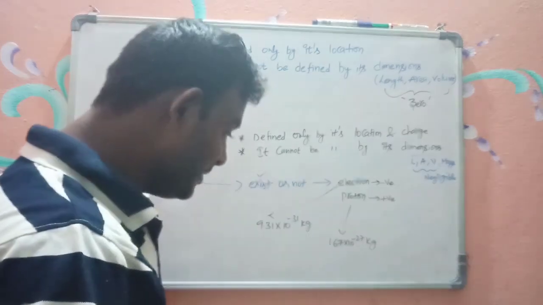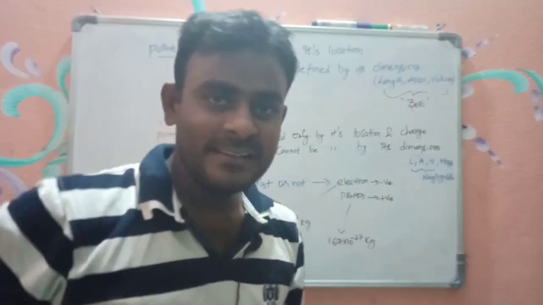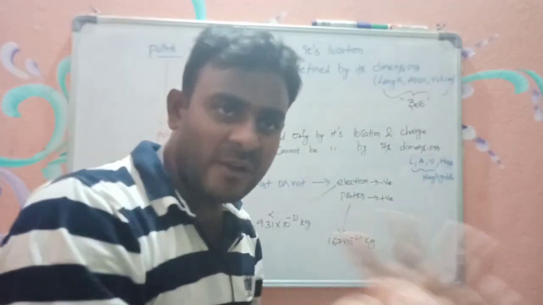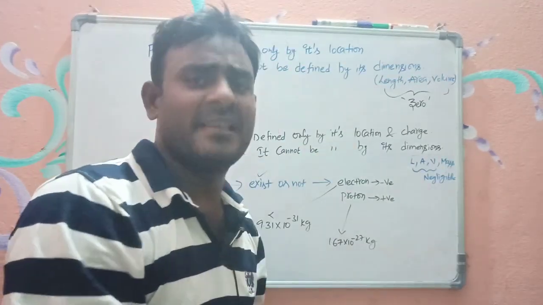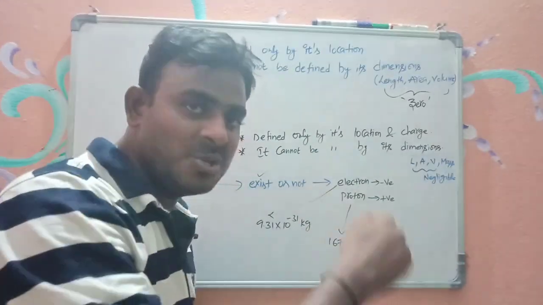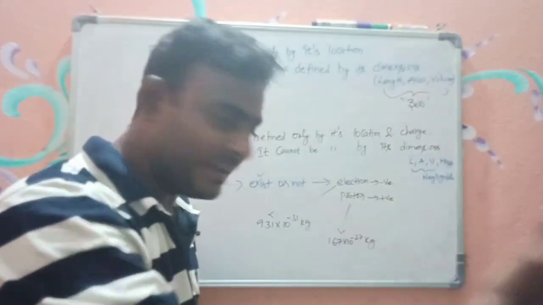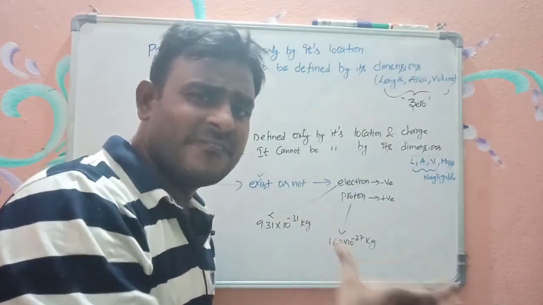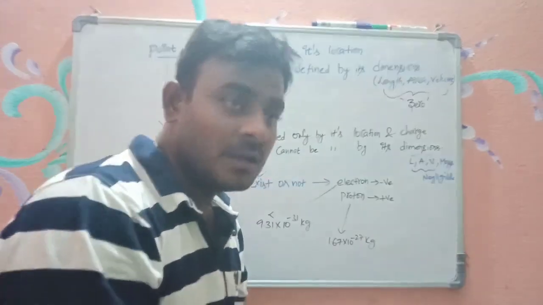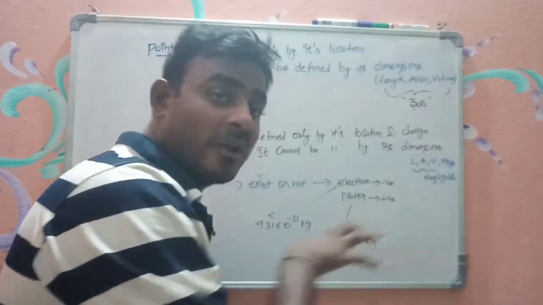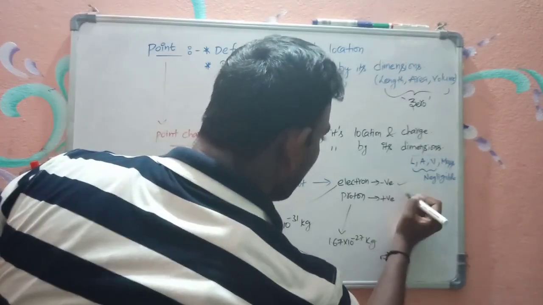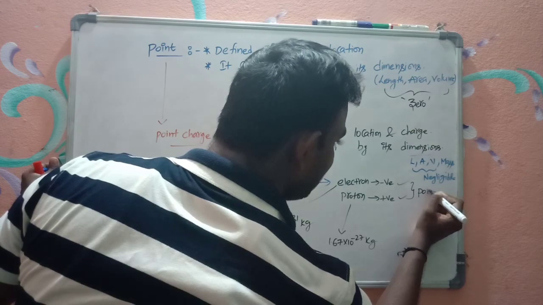Now, seeing these figures, can you say that these are considerable weights or not? We cannot consider them as weights, because 10 power minus 31 kg means 0.0000 like that up to 30 zeros. So it is a very small weight. So its dimensions can be negligible, but we can define them by their locations. Hence, we can consider the electron as well as the proton as point charges.